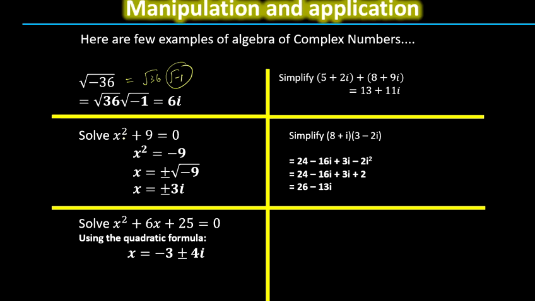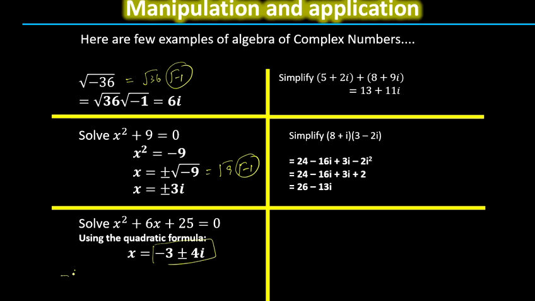Same is here. If it is x squared plus 9, I shift it to the other side. Now root of negative 9 is not possible for a real number, but now we are discussing complex numbers. I can say x is plus minus under root negative 9. Root negative 9 you can rewrite as root 9 into root negative 1. That becomes iota and 3. If you apply the quadratic formula here, you get this result.